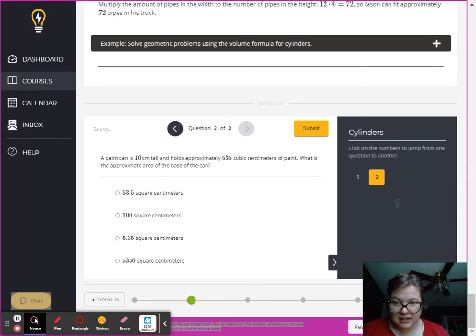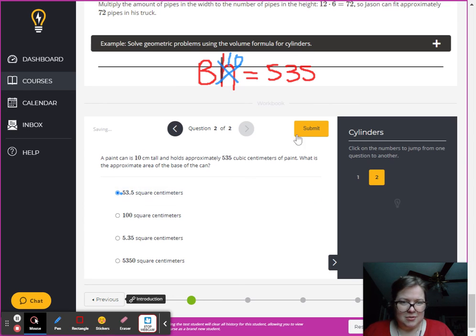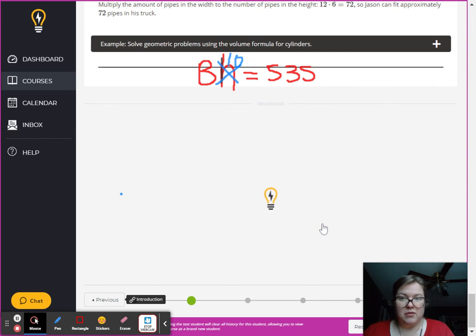Then this says a paint can is 10 centimeters tall, so that's the height, and it holds about 535 cubic centimeters of paint. So what is the approximate area of the base of the can? Let me pause this so that we can come in here. We get this equation: the base times the height is equal to 535, and I should replace that height with 10. So we have the base multiplied by 10 is 535. The opposite of multiplying by 10 is dividing by 10, which would simply move the decimal over one place, which would be 53.5 centimeters squared. Let's go back to this. Okay, 53.5 centimeters squared. So that is 20.1.